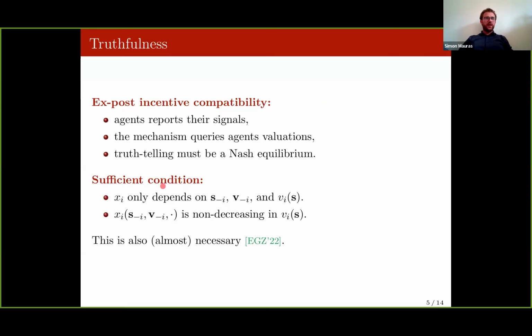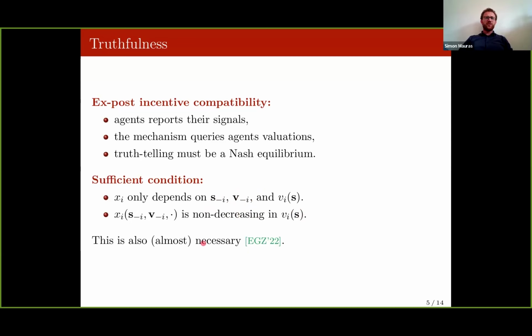So let me explain quickly. xi, remember, is the probability that agent i receives the item. And we can make sure that it only depends on S minus i, the other agents' signals, and V minus i, the other agents' values, and also maybe their own value evaluated on all signals. And so if it happens that this function is non-decreasing in vi of S, we will be able to use the same trick as before, which is charging Myerson's prices to make sure that agents tell the truth in equilibrium.